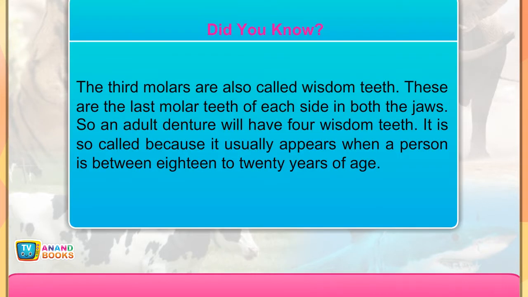Did you know the third molars are also called wisdom teeth? These are the last molar teeth of each side in both the jaws. So, an adult denture will have 4 wisdom teeth. It is so called because it usually appears when a person is between 18 to 20 years of age.